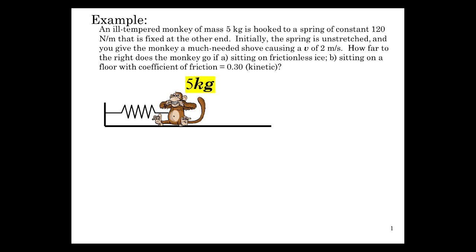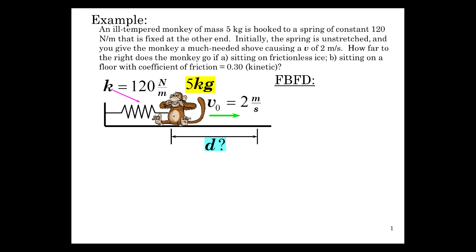So the spring is unstretched that he's hooked to, and you're going to give this monkey a shove in this direction, 2 meters per second. And the question is, how far does the monkey go to the right when sitting on frictionless ice, and then also with a coefficient of friction of 0.3? So the spring constant is 120 newtons per meter. So what is this distance?